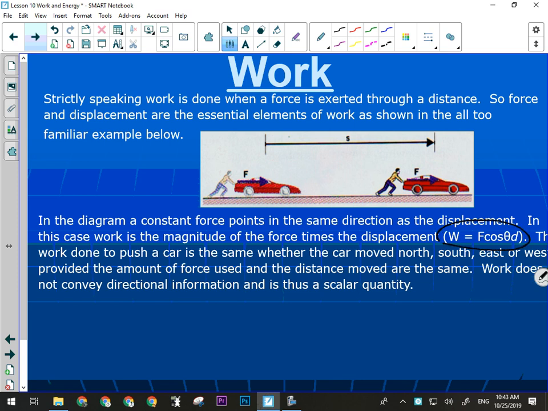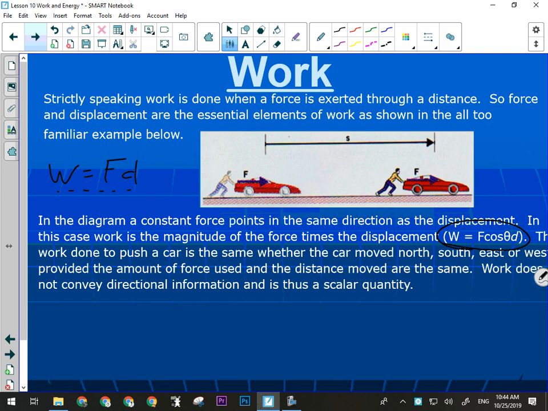Now, this is a little different than what you learned in Science 10. Because in Science 10, you were told work equals force times distance, and it was as simple as that. It's not as simple as that, but it's not a whole lot more difficult either. It's just that in Science 10, you never worked with angled forces, so the force was always in the same direction as the movement. In Physics 20, we know that forces don't always act in the same direction that the object moves.